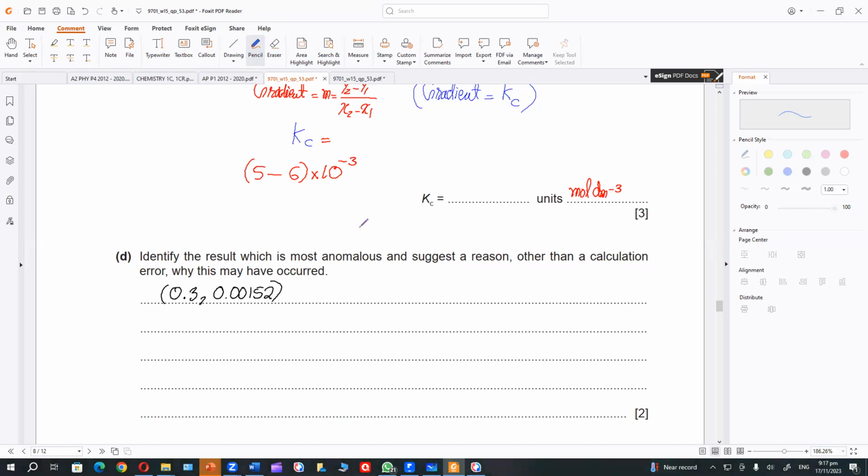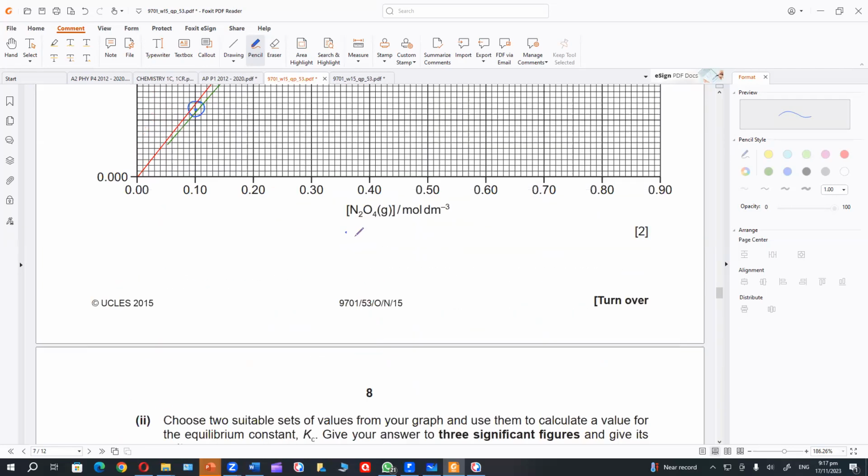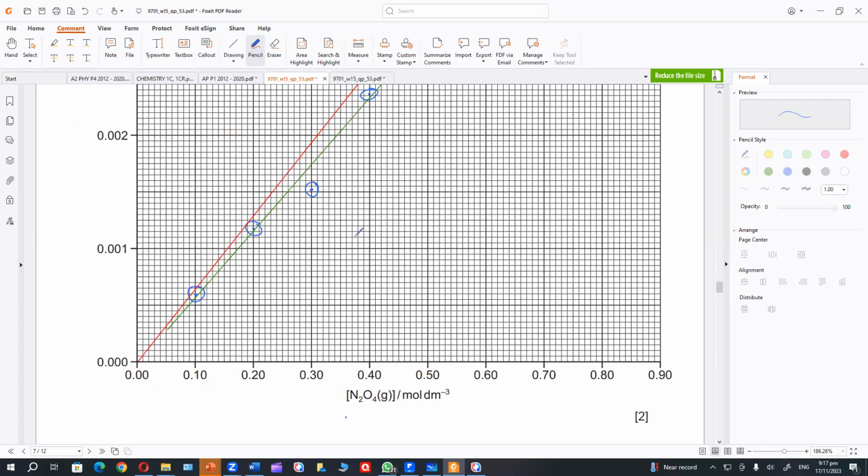What may be the reason for this? The value is going much away from the line, and it means N2O4. Actually, N2O4 is registered 0.3. So N2O4, NO2 is less. Otherwise, the point will go up and it will be meeting the green line. So it means N2O4 is less.